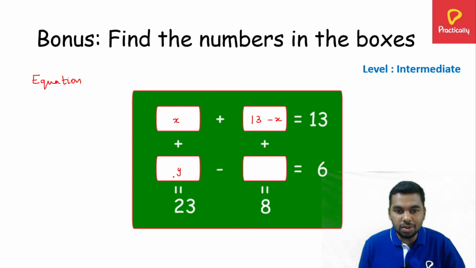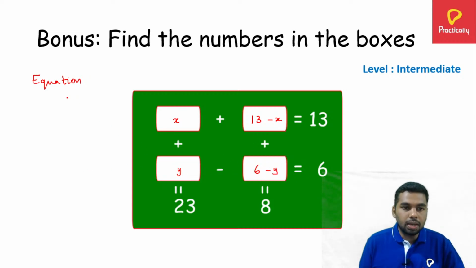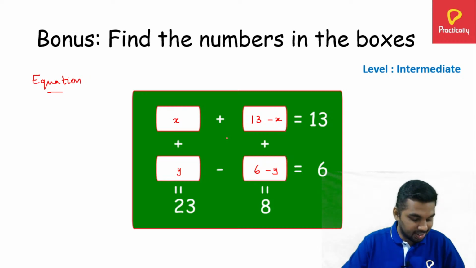I will not solve. Now in the second, you can just put y minus something is 6. So this something should be 6 minus y. Is that correct? Because y minus 6 minus y should be 6. Now what you get is a set of two equations. Now you just have to solve. So I'm not telling you the answer. So Himanshi, you can try it for yourself.